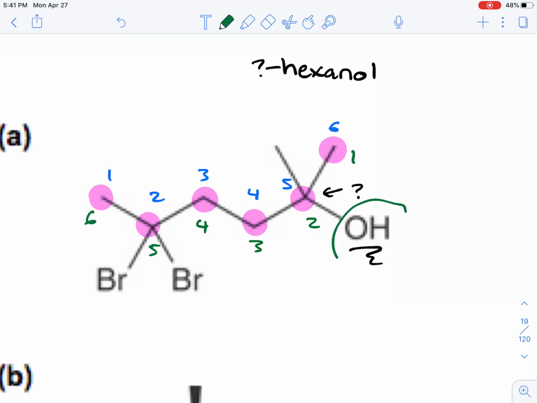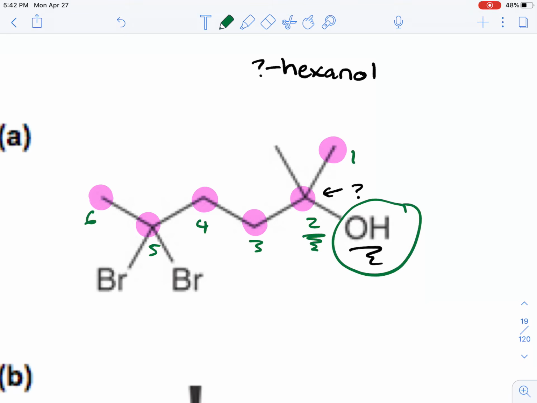Remember that alcohols get priority. You want the lowest carbon number for the alcohol, and you don't care about the other substituents. Here, 2 is lower than 5, so we can safely erase all of these numbers. The numbering system going from right to left is the one we're going to use to name this organic substance.